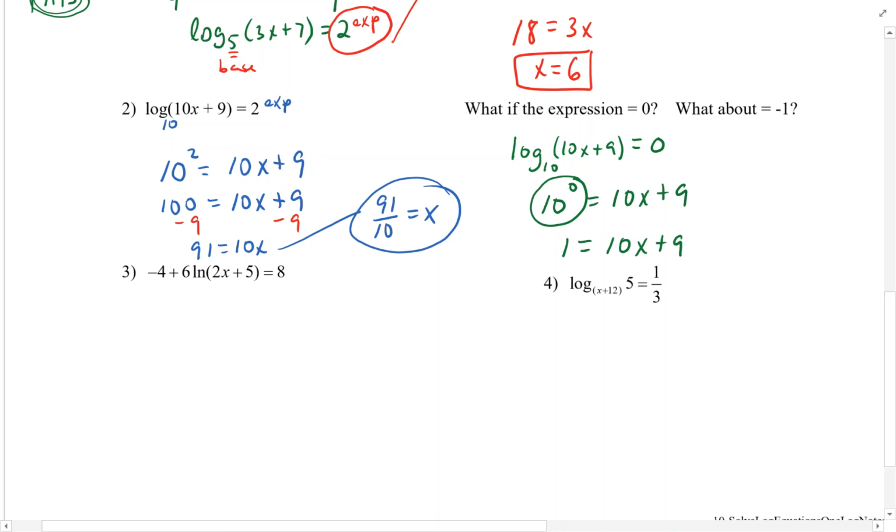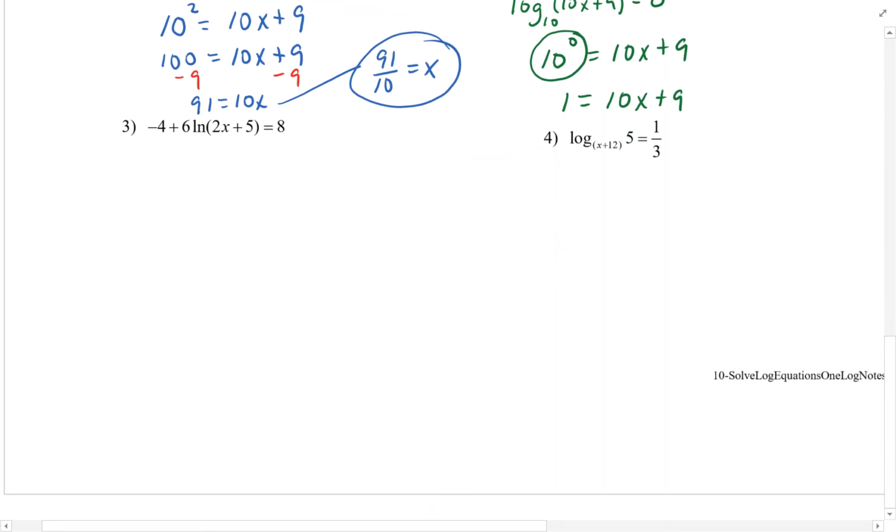Let's go on to problem number 3 and look at that one. Again, we're doing the order of operations backwards. We're going to save everything in the parentheses for the very end.